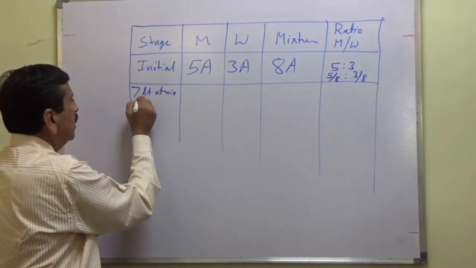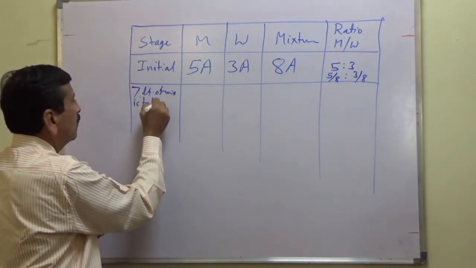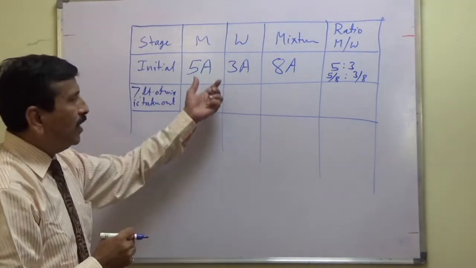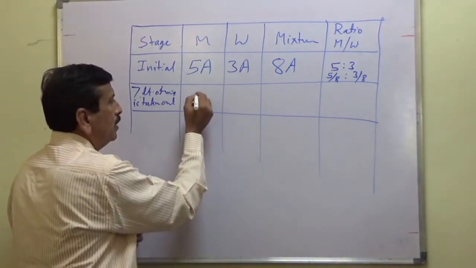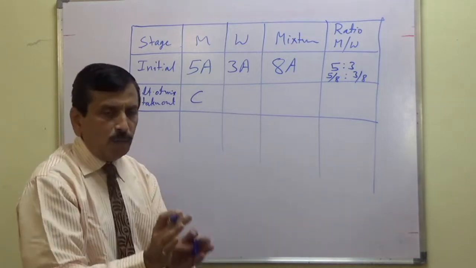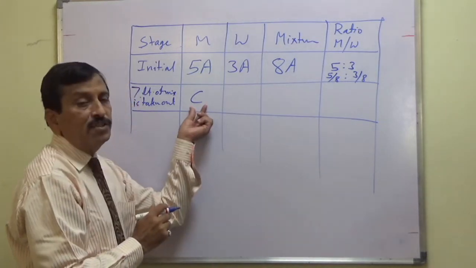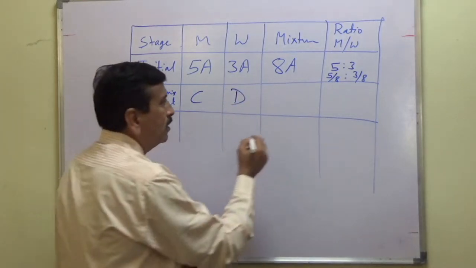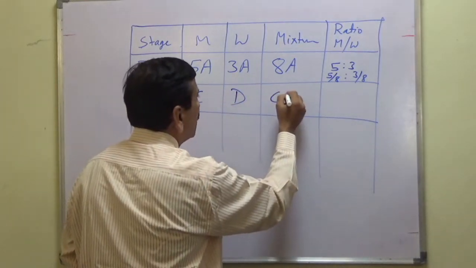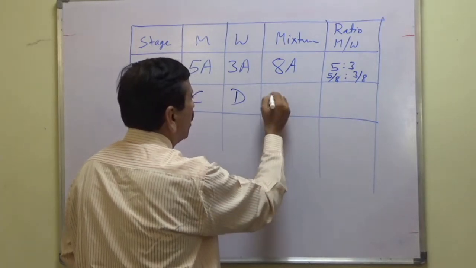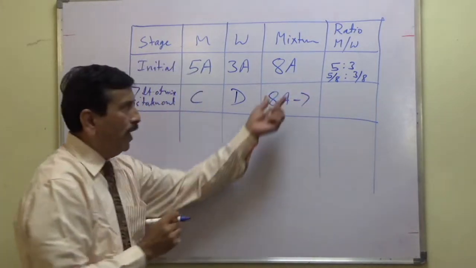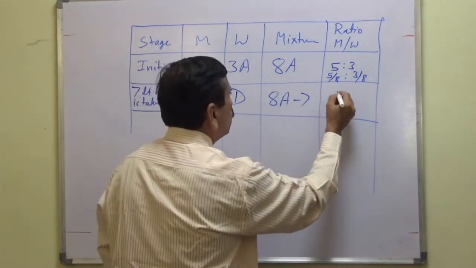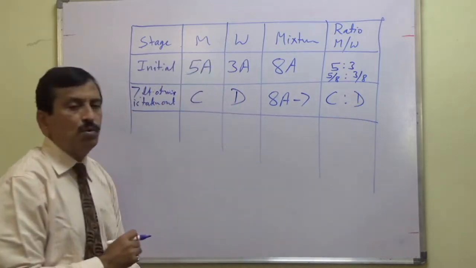of mixture is taken out. After I take out the 7 liter of mixture, what will happen? I'll get whatever left out mixture I am having. So let's say it's having C liters of milk, having D liters of water, and therefore the mixture will become 8A minus 7. We know 8A was initial, 7 liters taken out, so 8A minus 7. And milk to water ratio will be C:D.